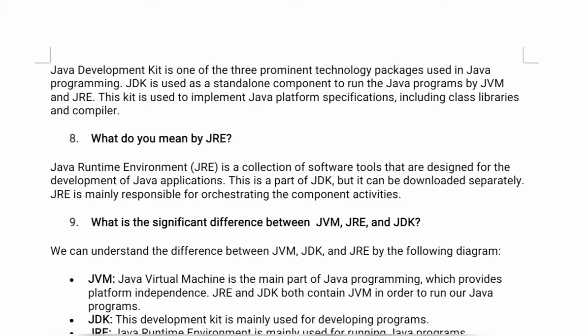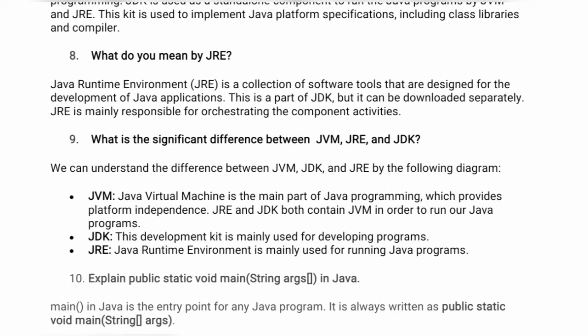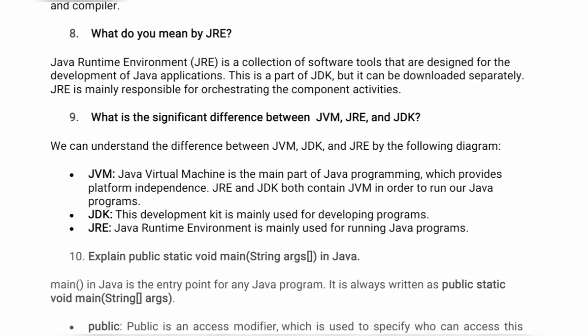Next, what do you mean by JRE? Java Runtime Environment. So JRE is a collection of software tools that are designed for development of Java applications. Okay, so let's see the differences between JVM, JRE and JDK. So JVM, I already told, JVM is the main part of Java programming which provides platform independence. JRE and JDK both contain JVM in order to run our programs. Okay.